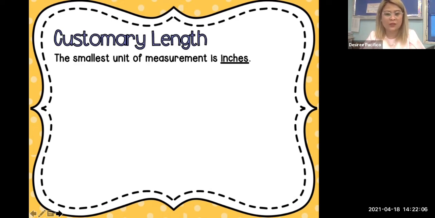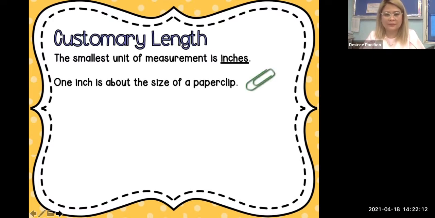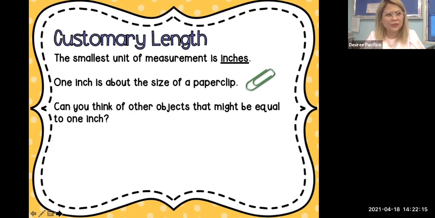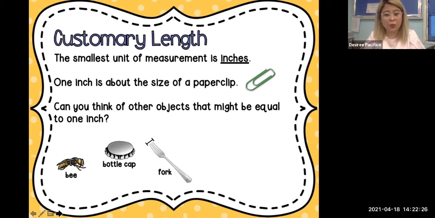Again, we're talking about customary length. 1 inch is about the size of a paper clip. Can you think of other objects that might be equal to 1 inch? The size of a paper clip. A bee, a bottle cap, a fork. Only the upper part, not the length, not the height of the fork. The key and the quarter. A quarter, maybe we can have 50 fils. You can measure it with 1 inch.